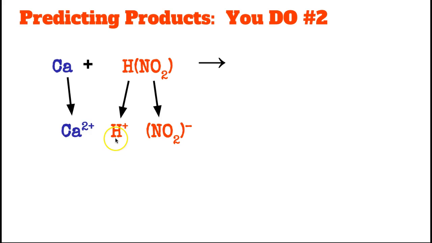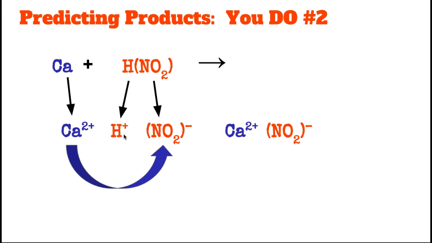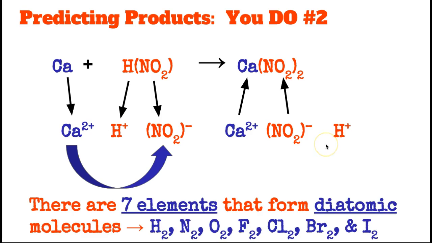Then we're going to need to make a new partnership. So positive replaces positive. Calcium is now going to go with our nitrite instead, and hydrogen is going to be left out in the cold by itself. The next thing we need to do is swap and drop charges to make a new formula. The 2 is going to go with the nitrite, the 1 is going to go with calcium, and so we get CaNO2 2. And then hydrogen, remember, is one of our 7 that form diatomics, meaning that instead of just being plain H, it's going to be H2. And so our final is going to be H2.